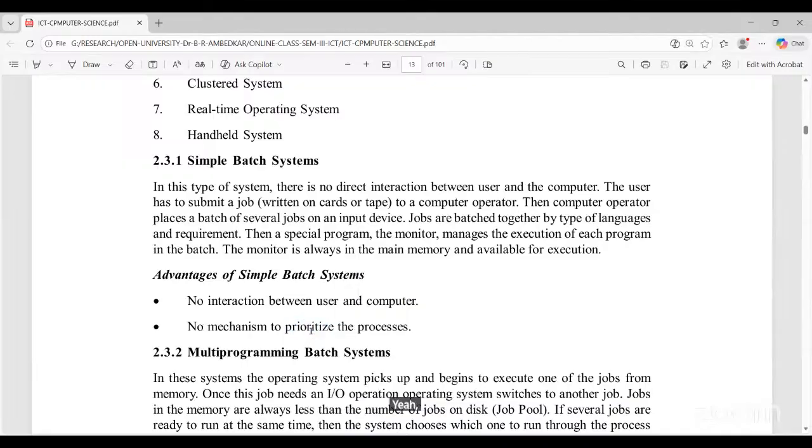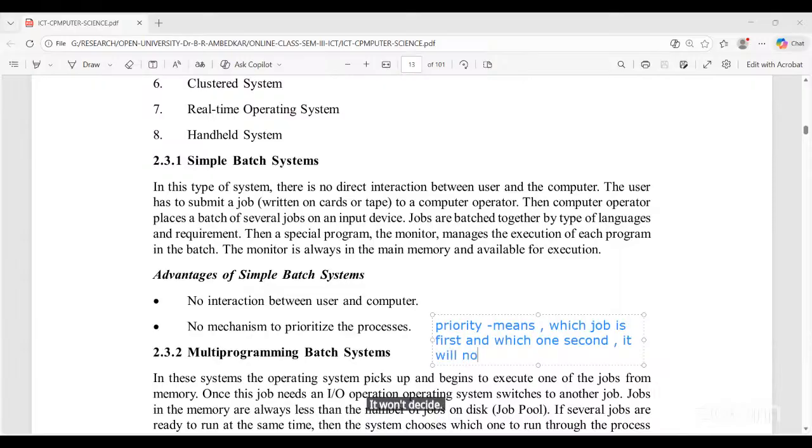Prioritize means, priority means, which job is first and which one is second. It won't decide. It will not decide.